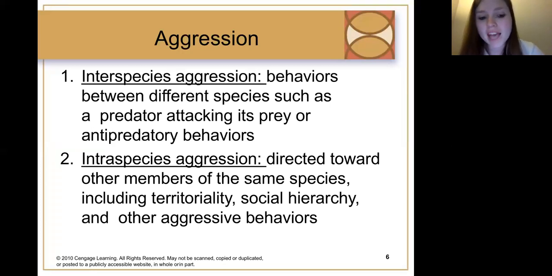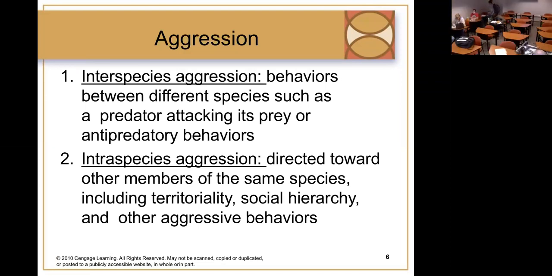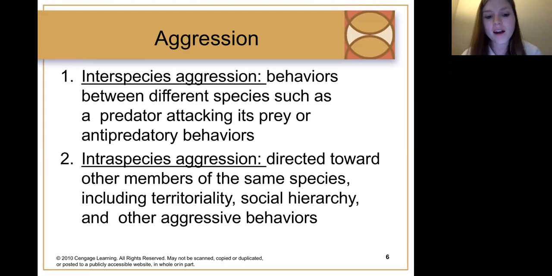So same has an A, intra has an A. I don't know if that's helping you. I do those weird little associations. And then different species has an E. So I don't know if that helps you at all. So some examples of interspecies aggression would be territoriality, protecting their territory, social hierarchy, and then other aggressive behaviors. So make sure that you're familiar with this slide and know the difference between these. They might have questions on that.